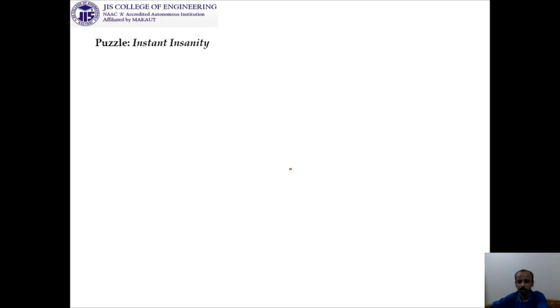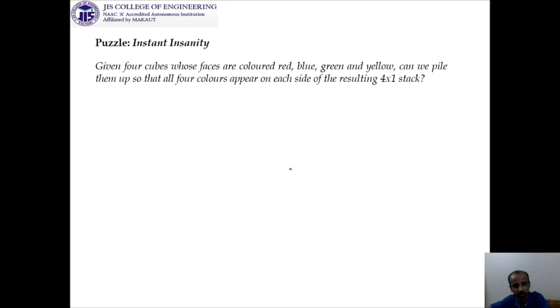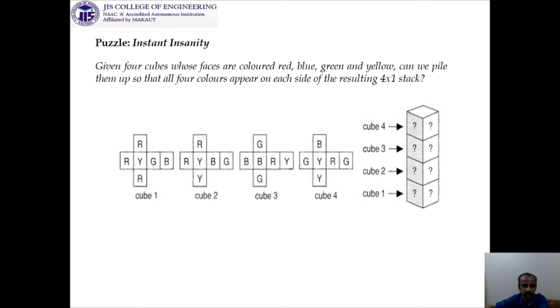Okay, so now at the last part of our class, I am giving you one homework for your mind. This is a puzzle. The name of the puzzle is Instant Insanity. This puzzle tells us that there are four cubes whose faces are colored red, blue, green and yellow. Now can we pile them up so that all four colors appear on each side of the resulting 4 cross 1 stack? The problem's pictorial representation is something like that.